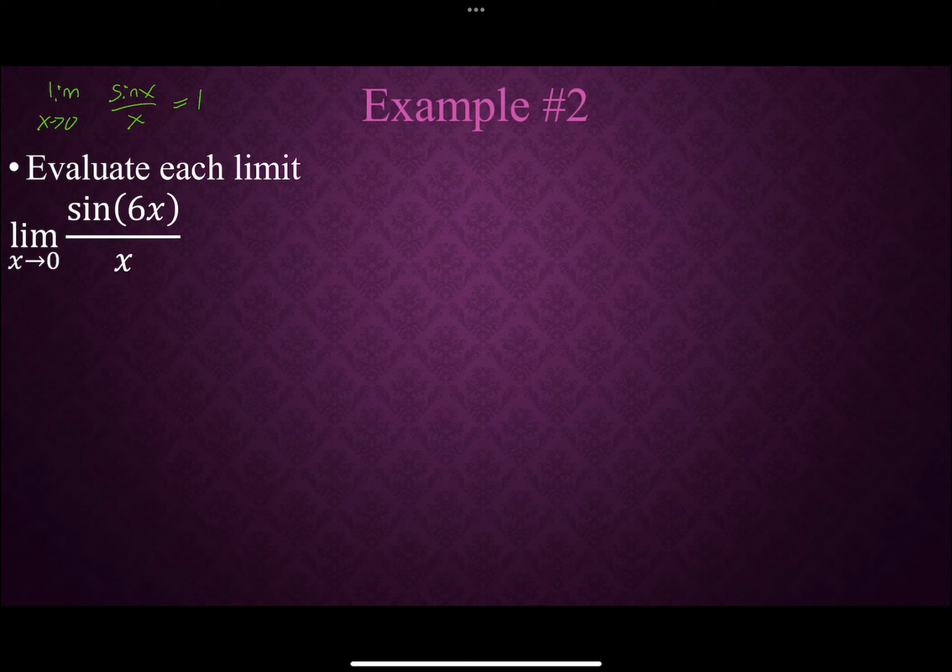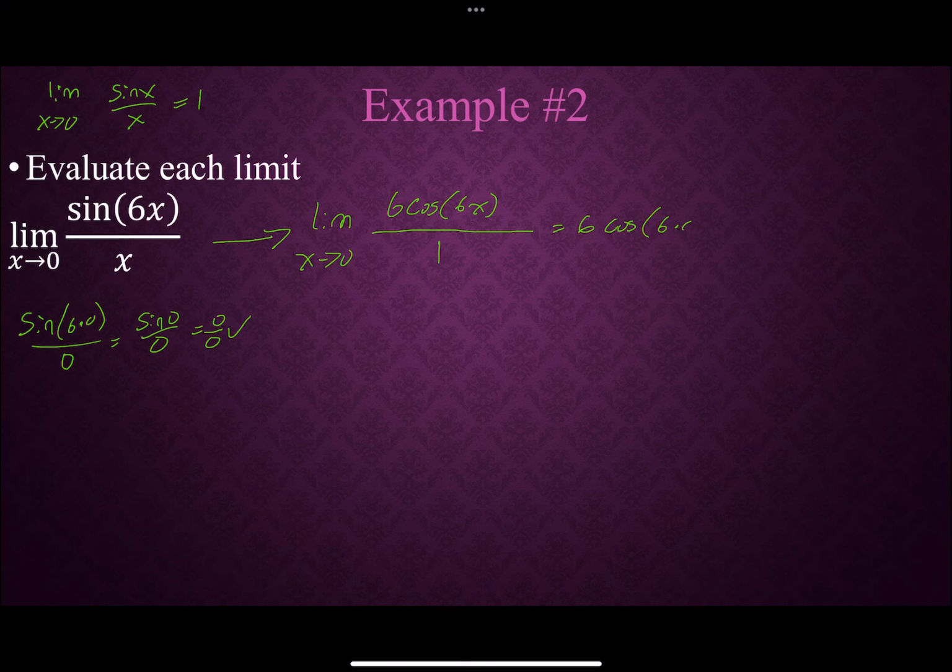So we go ahead and just set that up first. Sine of 6 times 0 over 0. We get sine of 0 over 0, which is again 0 over 0. So we apply L'Hopital's rule. We take our derivative. Derivative of sine becomes cosine. Derivative of the angle is 6, so it's 6 cosine 6x. Derivative of x is just simply 1. So we substitute in 0 now. We get 6 cosine of 0, and cosine of 0 is 1, so we just get an answer of 6.